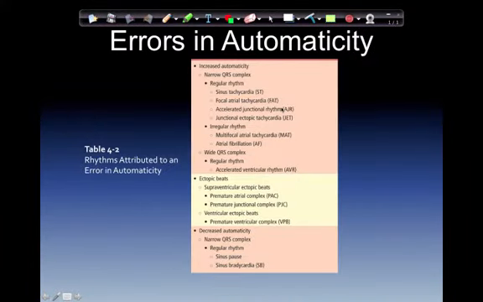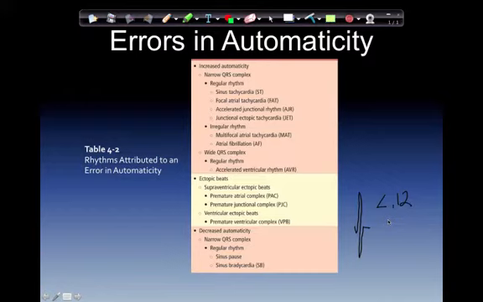Errors in automaticity. So these are all kinds of things that can pop their ugly head up and give us problems. So, increased automaticity, narrow QRS. This would be talking about the QRS complex, and that it is narrow, which means that it is less than 0.12 in duration.